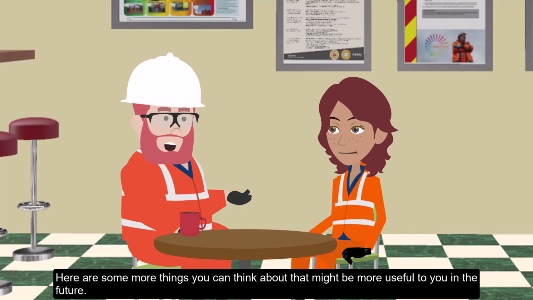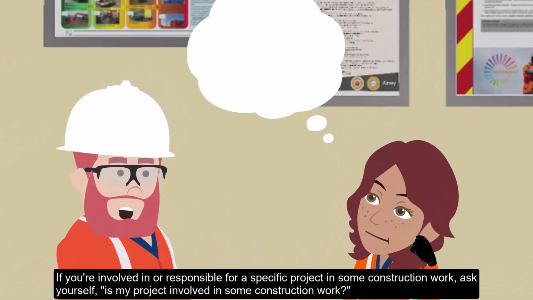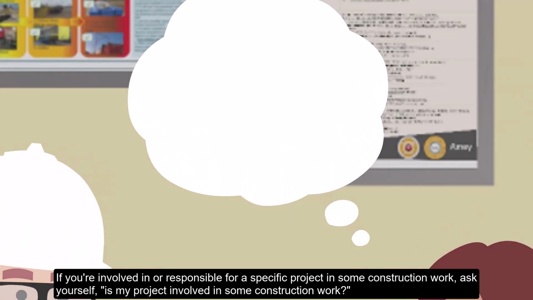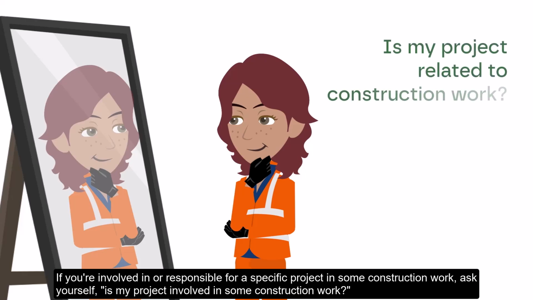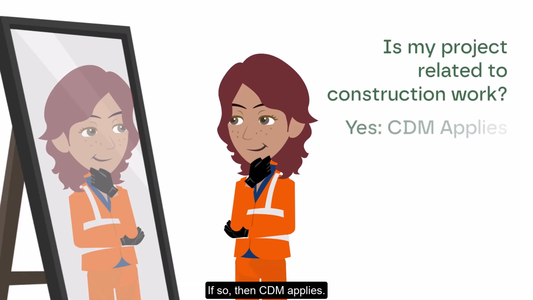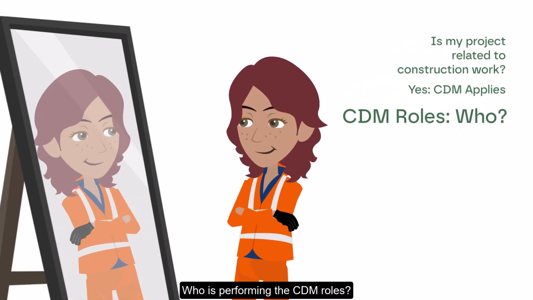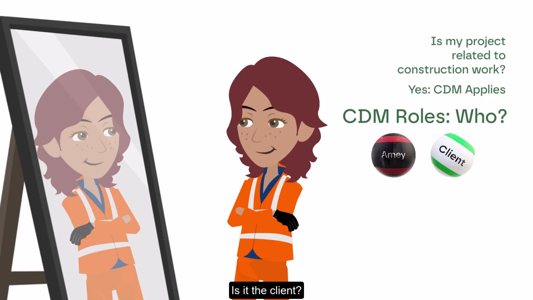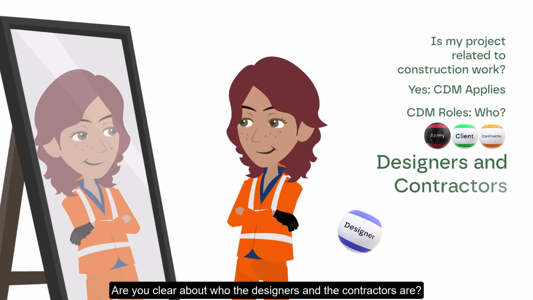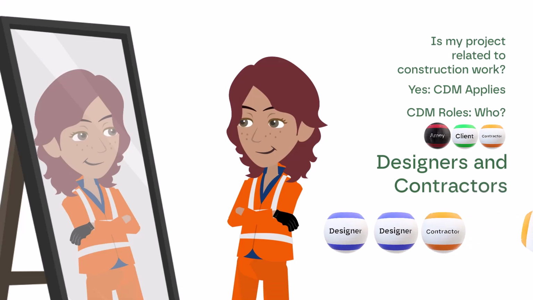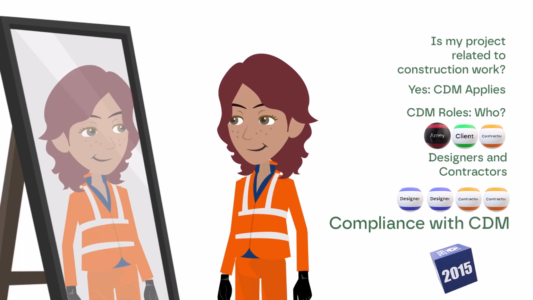Here are some more things you can think about that might be more useful to you in the future. If you're involved in or responsible for a specific project in some construction work, ask yourself, is my project involved in some construction work? If so, then CDM applies. Who is performing the CDM roles? Is it Amy? Is it the client? Is it some other contractor? Are you clear about who the designers and the contractors are? And finally, how can we comply with the regulations?